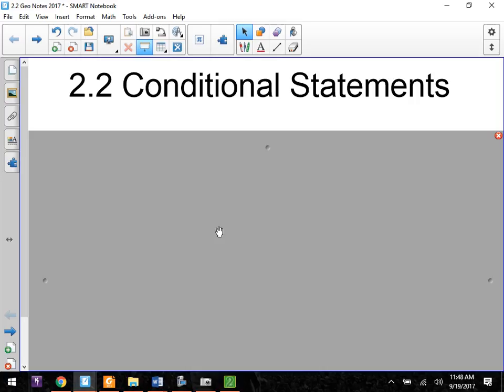You guys have actually been using conditional statements for a long time. If it's seventh hour, then you're in geometry, right? Things like that. If it's Tuesday, then you are at school. Is that true or false? What's that? Not if you're sick. So would that be a true or false statement? It's a false statement because you can have what's called a counterexample.